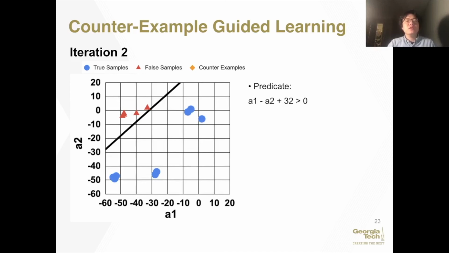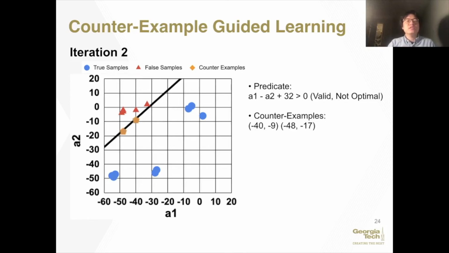After we do that, we learn a new predicate, A1 minus A2 plus 32 greater than 0. As you can see here, this new predicate completely separates false samples from true samples. We then verify if this new predicate is valid, and it's indeed valid, but it's not optimal because we can generate counterexamples, which are marked as yellow diamonds. These counterexamples should be classified as false examples, but currently are being classified as true samples. So we add these counterexamples into the false sample set and start the next learning iteration.